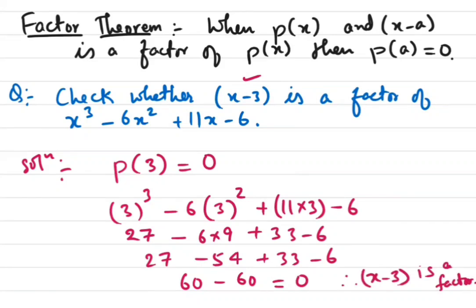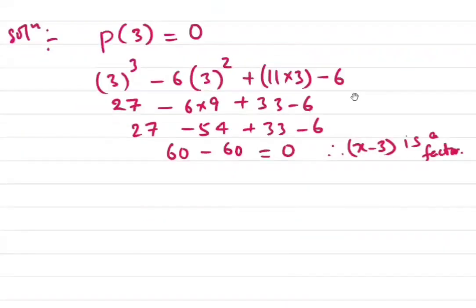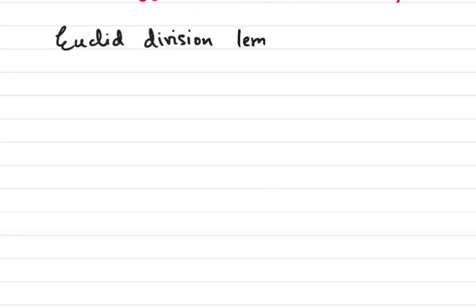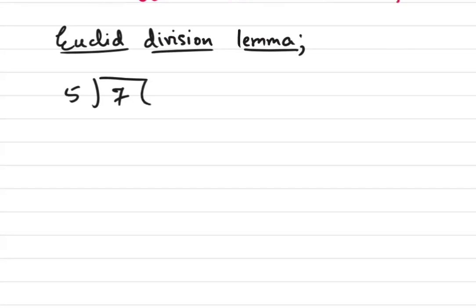Now, based on these two results, and what we have been learning from grade 4 and 5 about division, let's talk about division. This is also called Euclid's division lemma. Let's understand this with an example. Let's take the number 7, and here we have 5. We know that 5 into 1 is 5, and we write here subtract, and the remainder is 2.